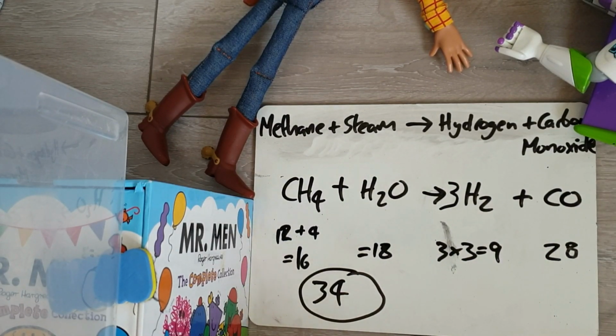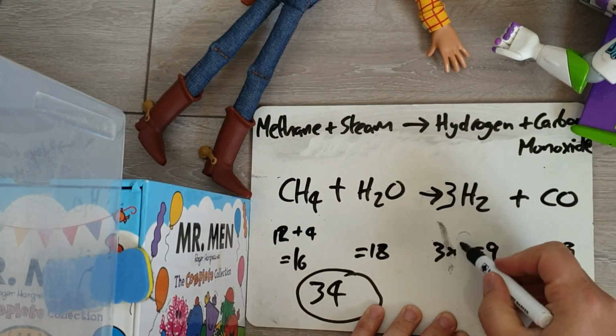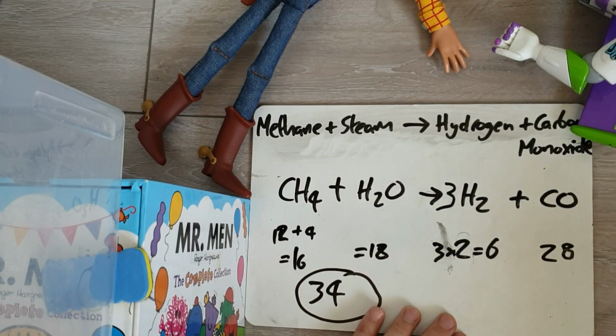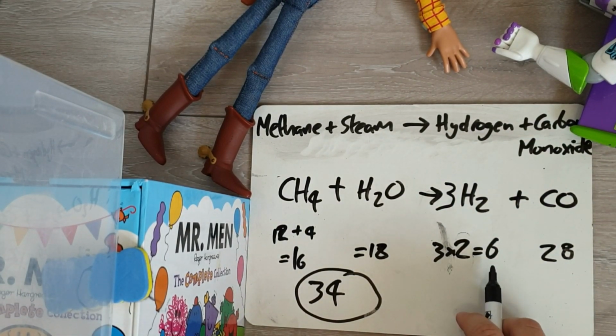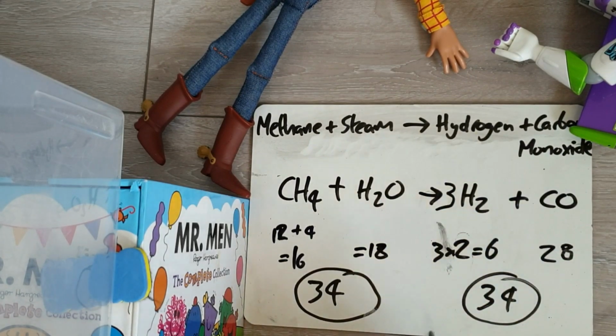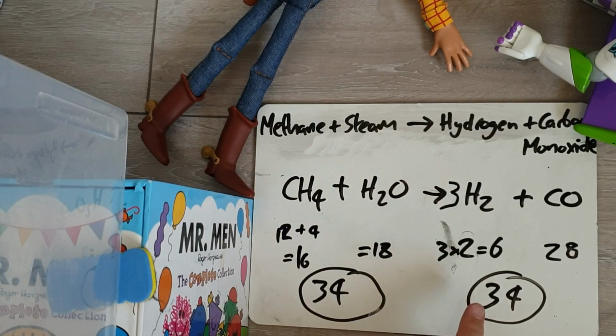Oh, right, maybe I'll edit this bit out of the video, because H2 is 1 plus 1, which equals 2. So then 3 times 2 equals 6. So 6 plus 28 equals 34. So we're putting 34 in, and we're getting 34 out. Conservation of mass. Can't create any matter, can't destroy any matter. Just rearranging it a little bit. So we put in 34, we get out 34.